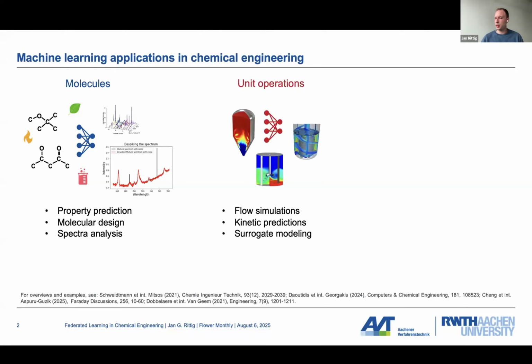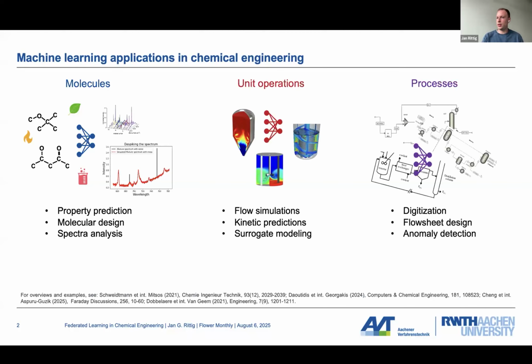Then also for unit operations, so a bit larger scale, for example, flow simulations, kinetic predictions, also surrogate modeling of specific unit operations in chemical processes. And then finally, also to the process scale. So for example, digitizing chemical process flow sheets, then using generative machine learning to design some new chemical processes, and also, as another example, anomaly detection. So we can see that machine learning has been applied increasingly at multiple scales in chemical engineering.